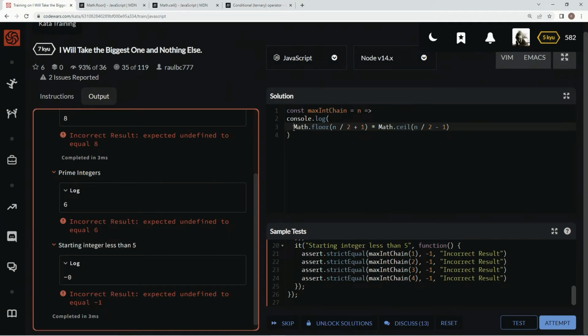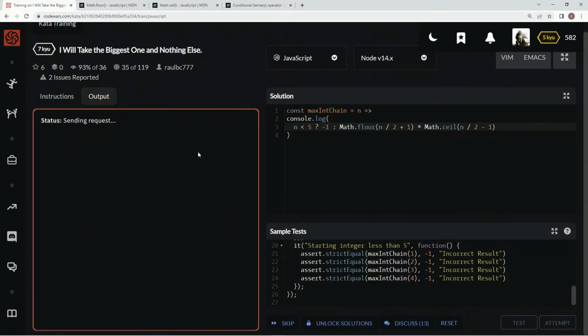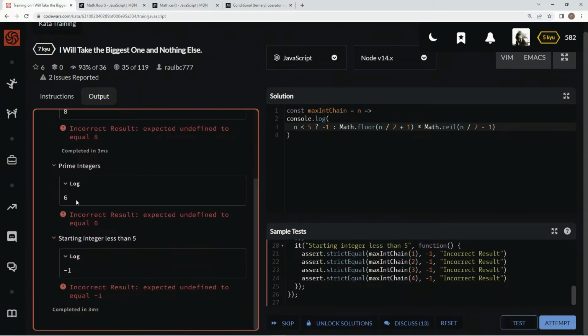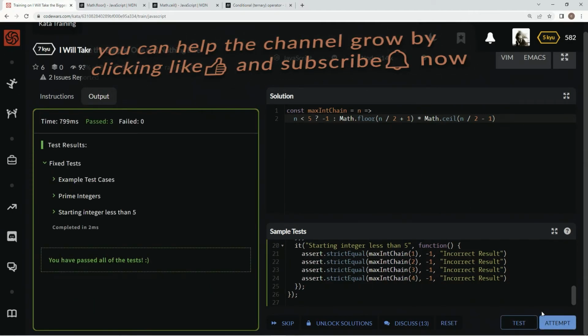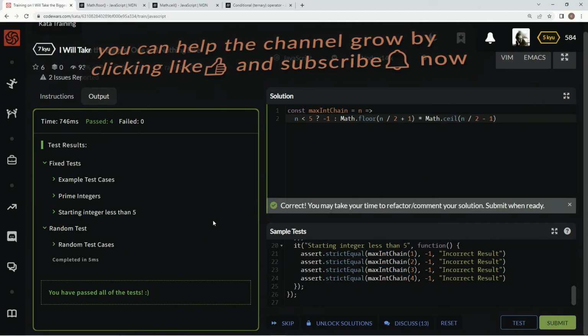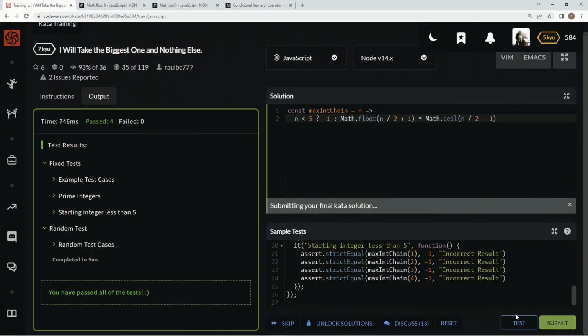All right. So right here we're going to say if n is less than 5, return negative 1. Otherwise, we're going to do this right here. Now let's test it out. All right, now we've got 8, we've got 6, and we've got negative 1, just like what we want. So let's get rid of this console.log here. Let's get rid of this parenthesis right here. And then let's test it out. Good. Attempt it. And there we go, just like what we like. Submit it.